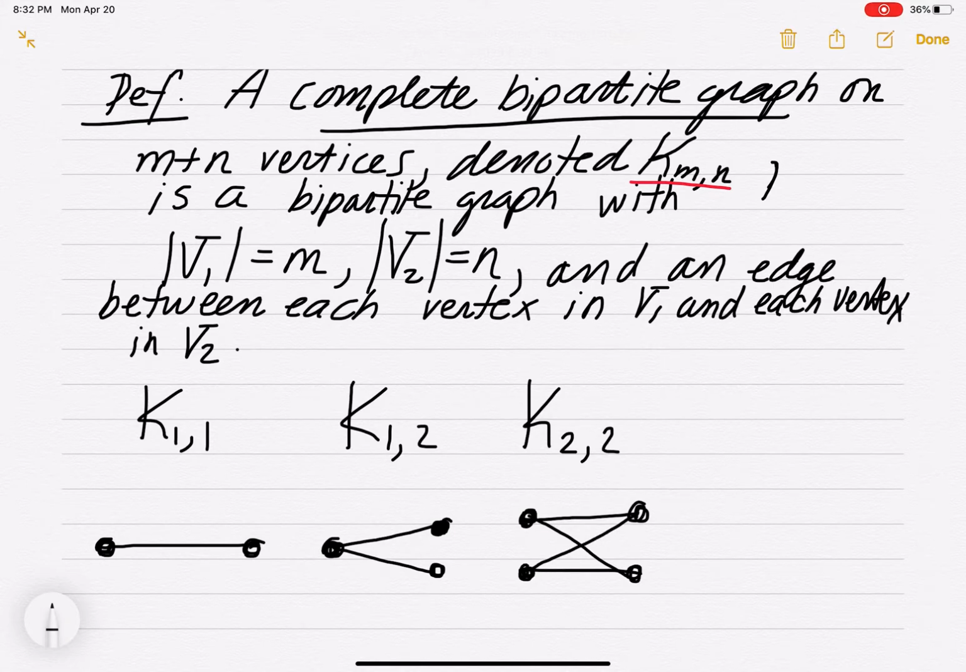How about K_{2,3}? That means we have two vertices in V1, the left side, and three vertices in V2, the right side, and we're going to connect them. The first vertex goes to all three on the right, and the second vertex goes to all three on the right.